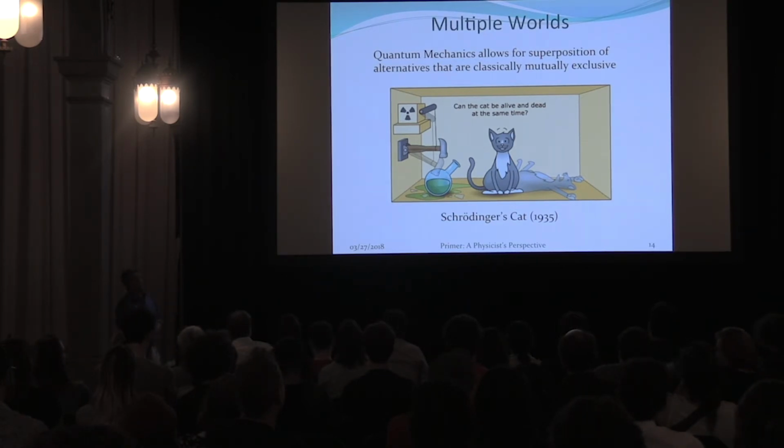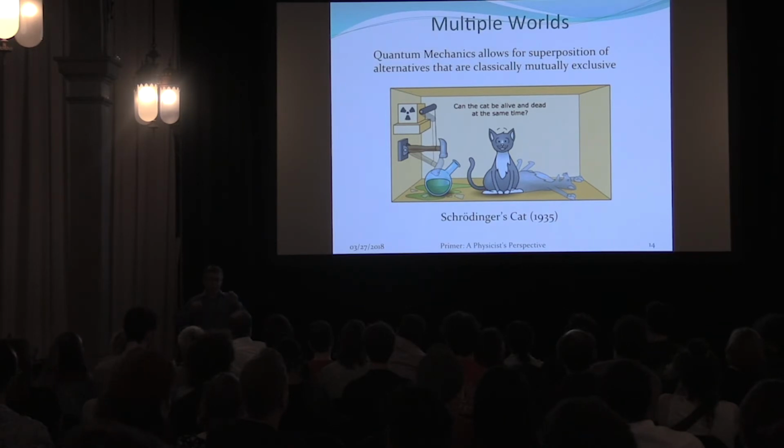Unlike classical mechanics, where things are definite, in any classical physics, including general relativity, at any given instant of time and any location in space, something is either happening or it's not happening. In quantum mechanics, by its very nature, the science allows for superposition.